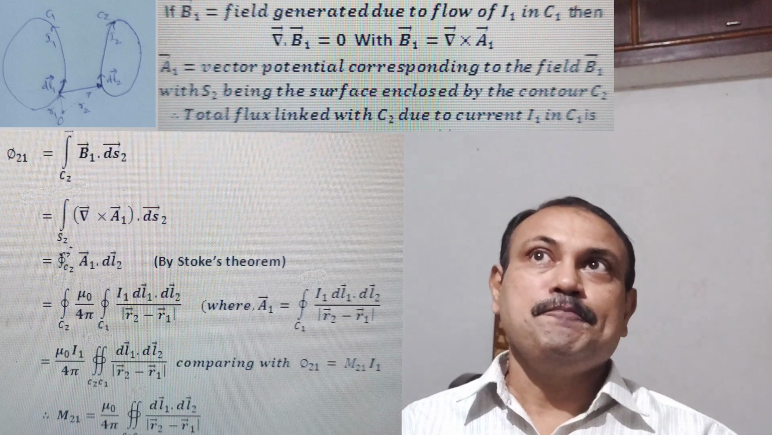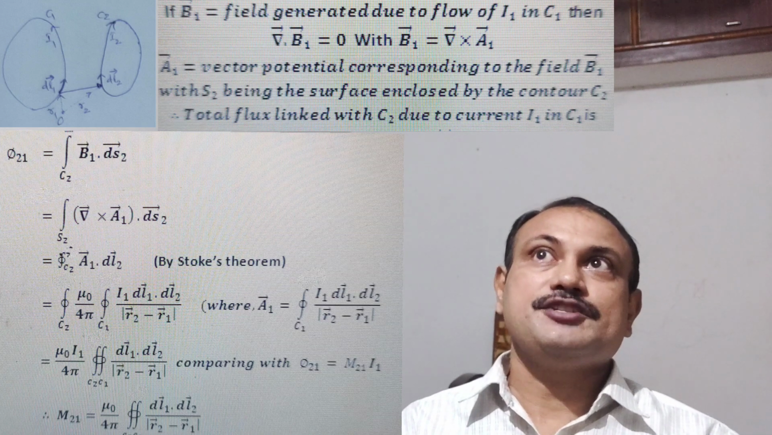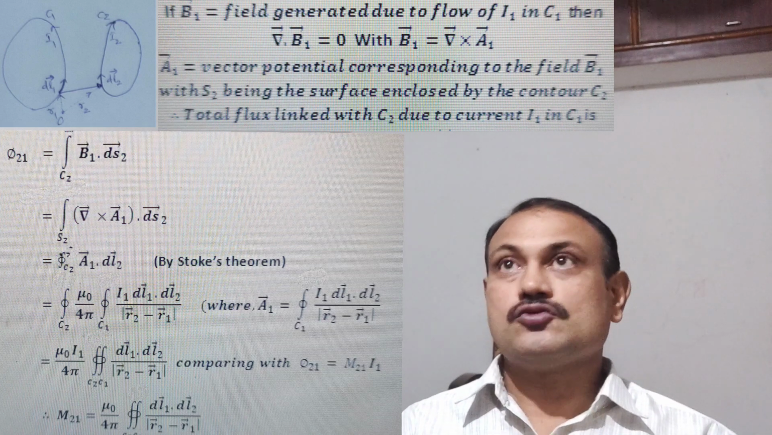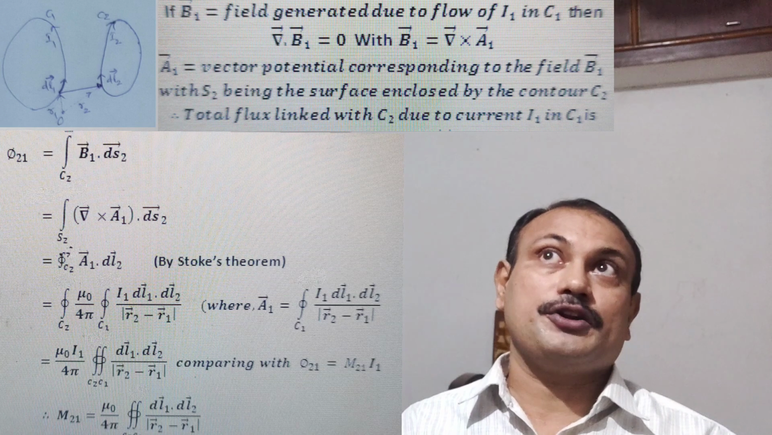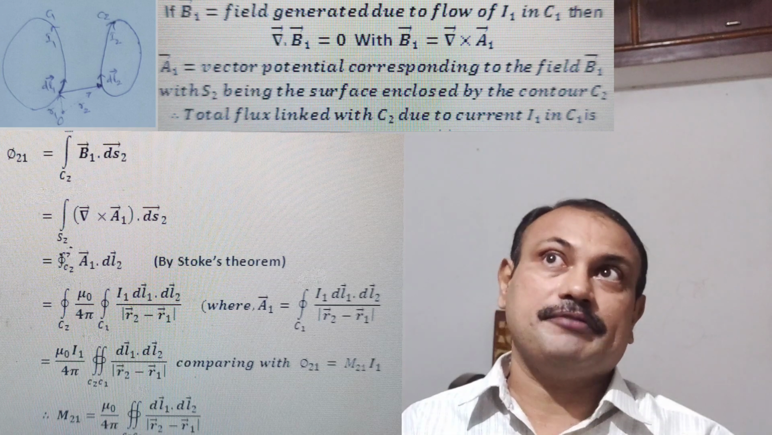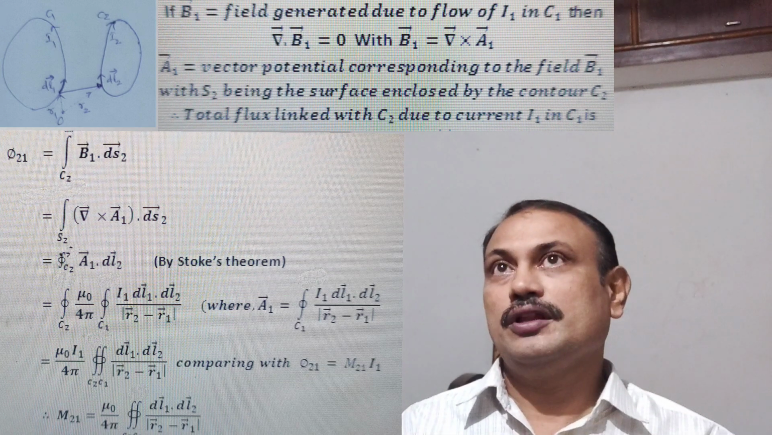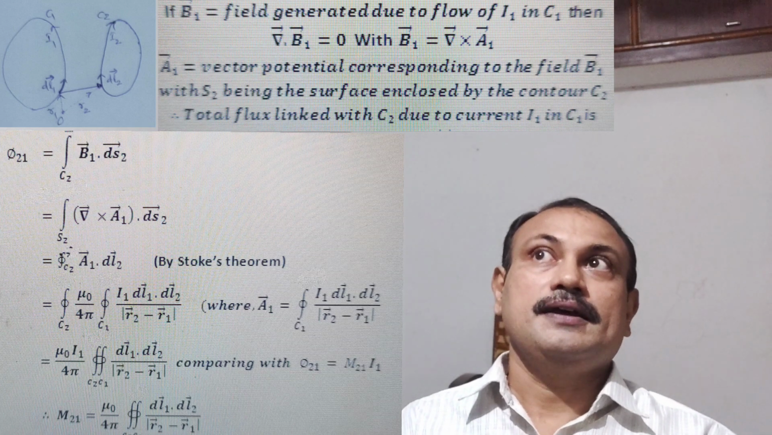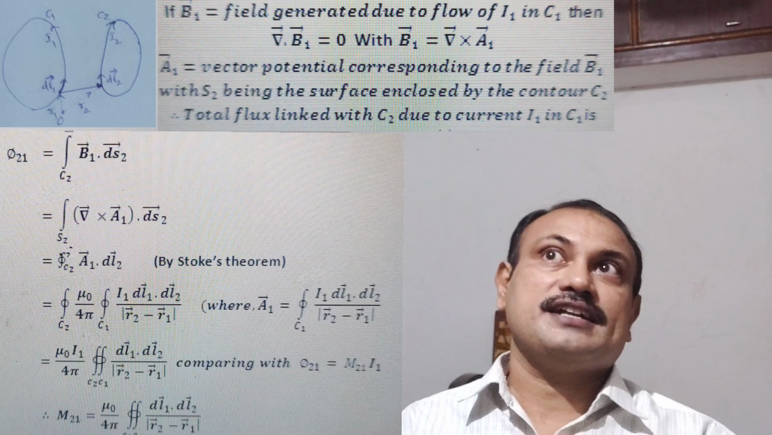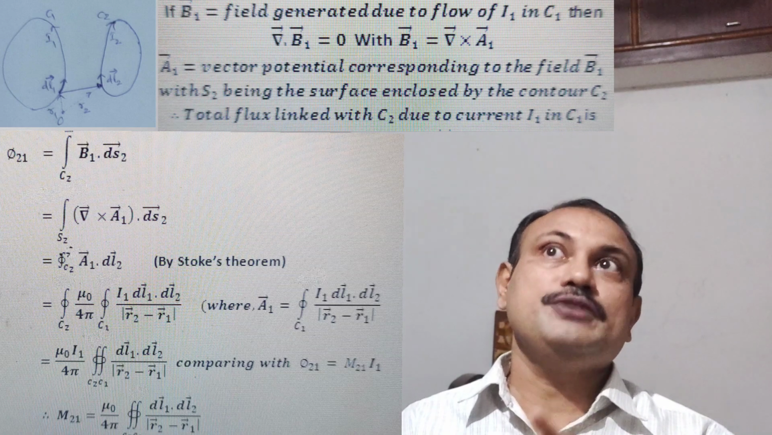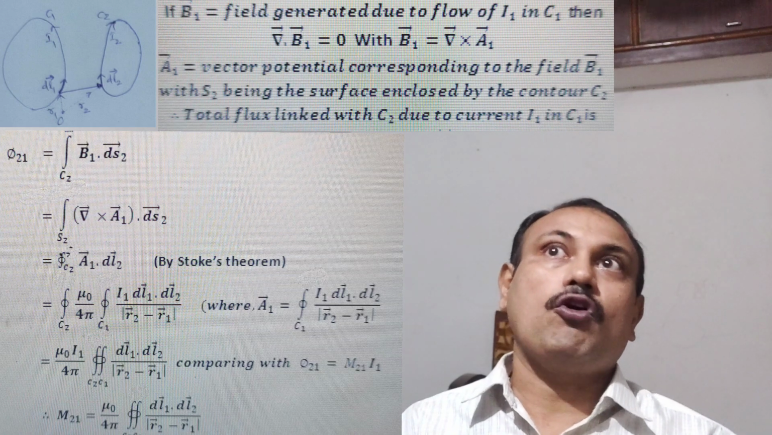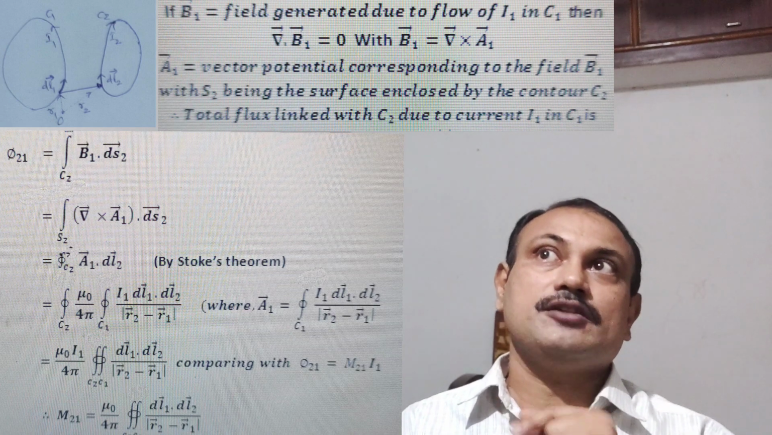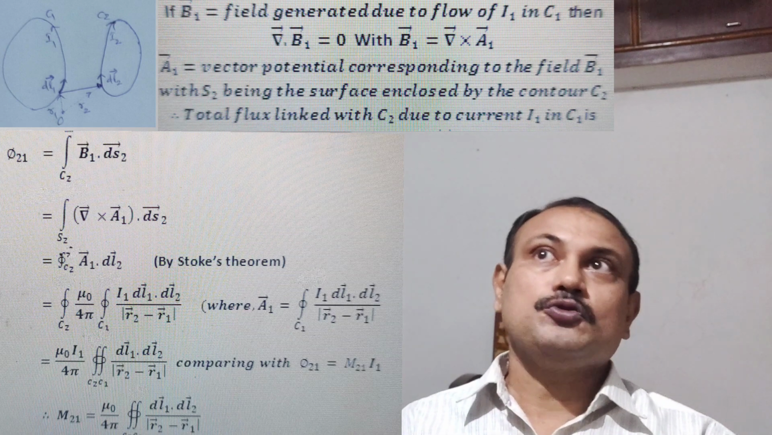And if you see, when this magnetic field is produced, recall that divergence of B is always 0. So therefore the field produced by the contour C1 will have divergence of B1 equal to 0, and will be associated with a certain vector potential A1 such that the field vector B1 must be equal to curl of A1 vector, and here A1 vector we name as vector potential due to the magnetic field B1.